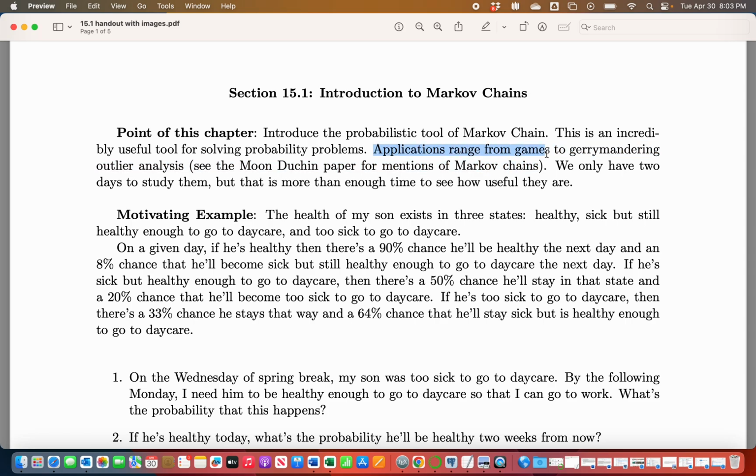Applications are from games to, if you go back to that paper we looked at for the Pennsylvania gerrymandering analysis of the Pennsylvania congressional district maps, the way that this author, Moon Duchin, did her outlier analysis, her hypothesis testing, was she used Markov chains. We did not delve into the details of that at the time, and we won't here either, but we could have, given this section, if we had time, but we don't have time.